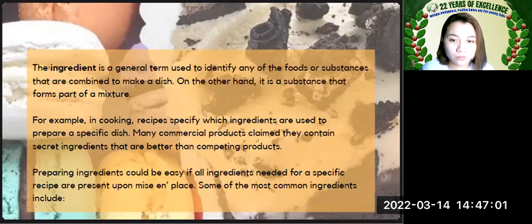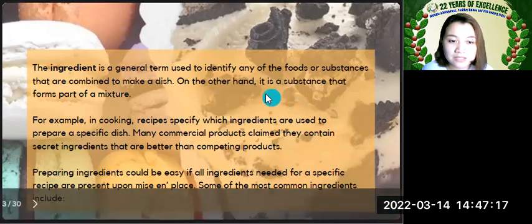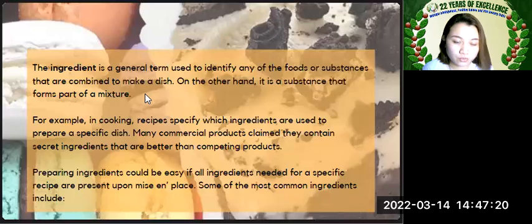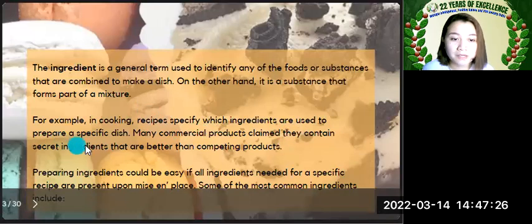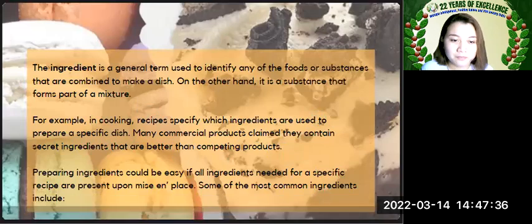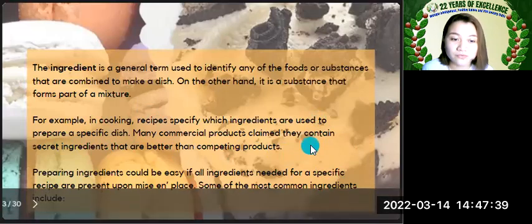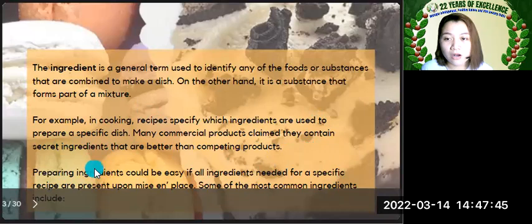When we say ingredient, an ingredient is a general term used to identify any of the foods or substances that are combined to make a dish. On the other hand, it is a substance that forms part of a mixture. For example, in cooking, recipes specify which ingredients are used to prepare a specific dish. Many commercial products claim they contain secret ingredients that are better than competing products. Preparing ingredients could be easy if all ingredients needed for a specific recipe are present upon mise en place. We already know the meaning of mise en place.